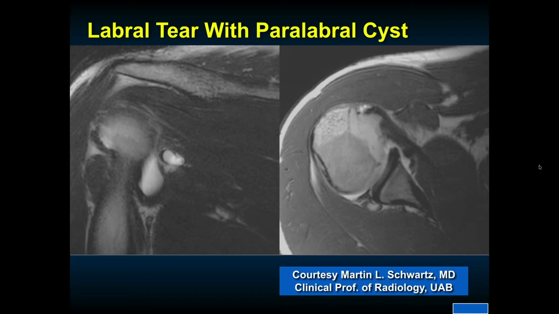Labral tears can occur with leakage of the fluid intraarticularly into a cyst that forms. This is a labral tear with a paralabral cyst. This is actually one that's relatively superior and posterior. So the labral tear occurs first, and then the cyst occurs. If we take care of the labrum and repair it intraarticularly, a decompression with a needle of the cyst or debridement of the cyst will result in the cyst going away because we fixed the intraarticular problem.